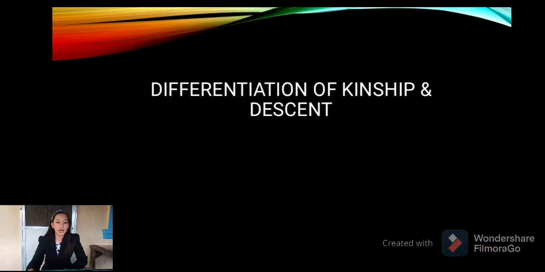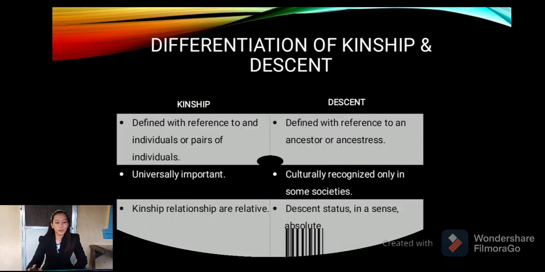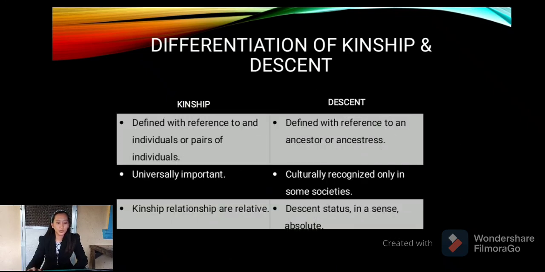And next is the difference between kinship and descent. Kinship is defined by reference to an individual or pairs of individuals, while descent is defined by reference to an ancestor and ancestries. Kinship is universally important, while descent is culturally recognized only in some societies. And kinship is a relationship that is relative, while descent status is absolute.